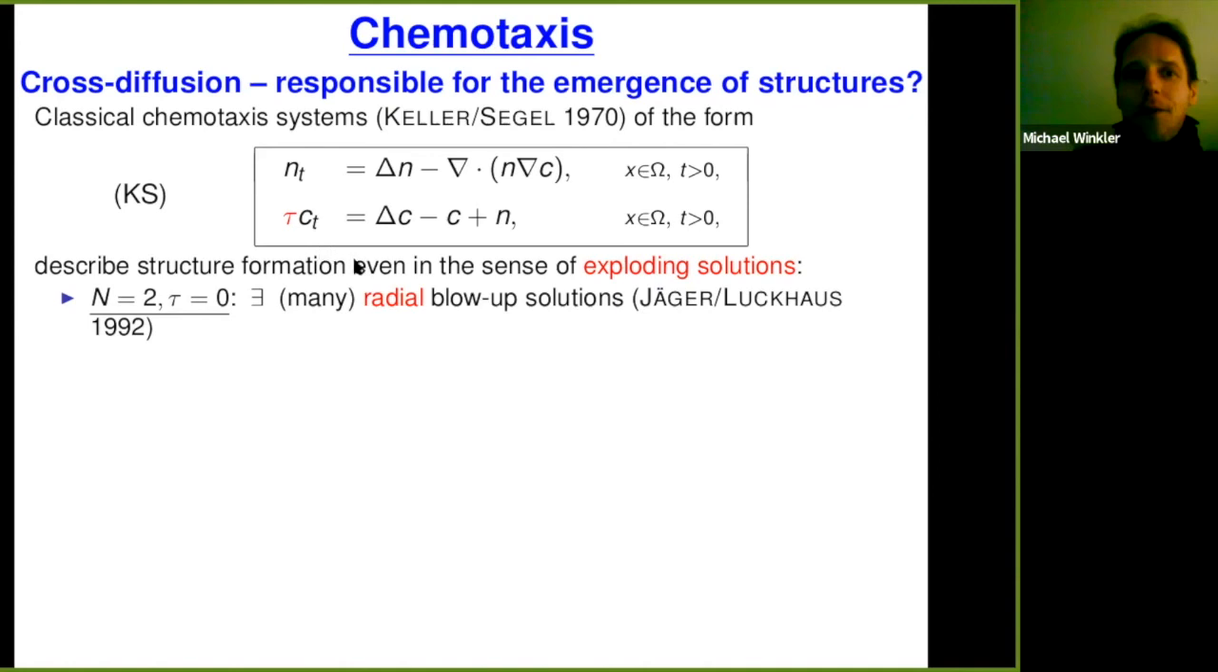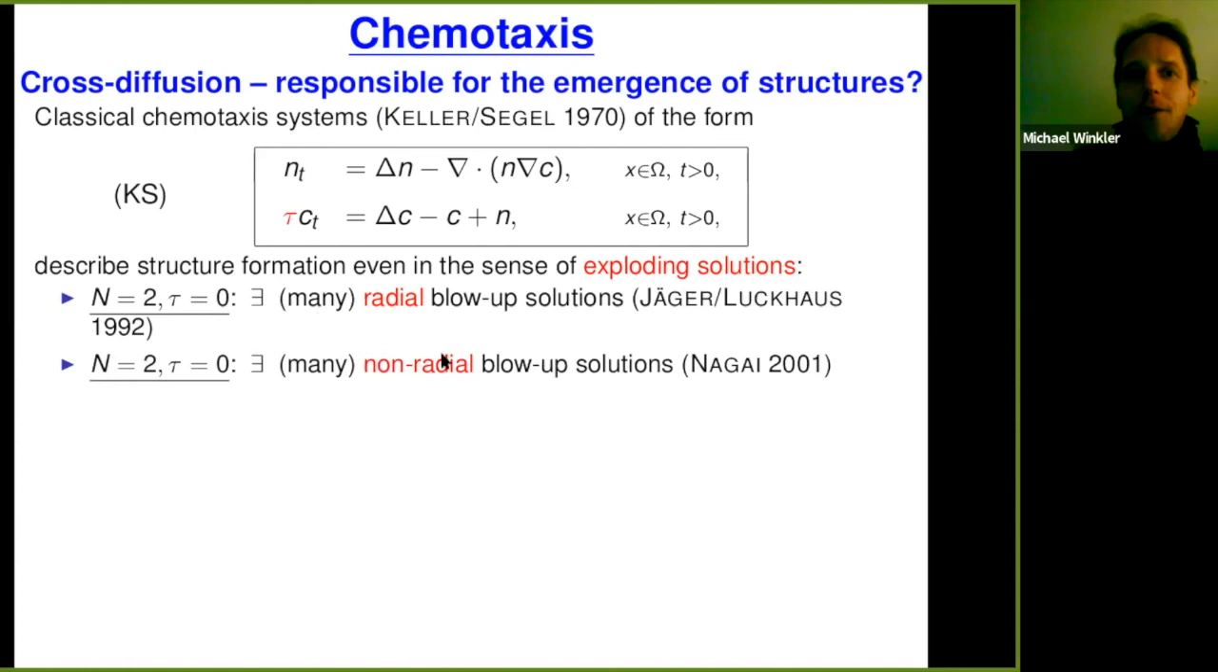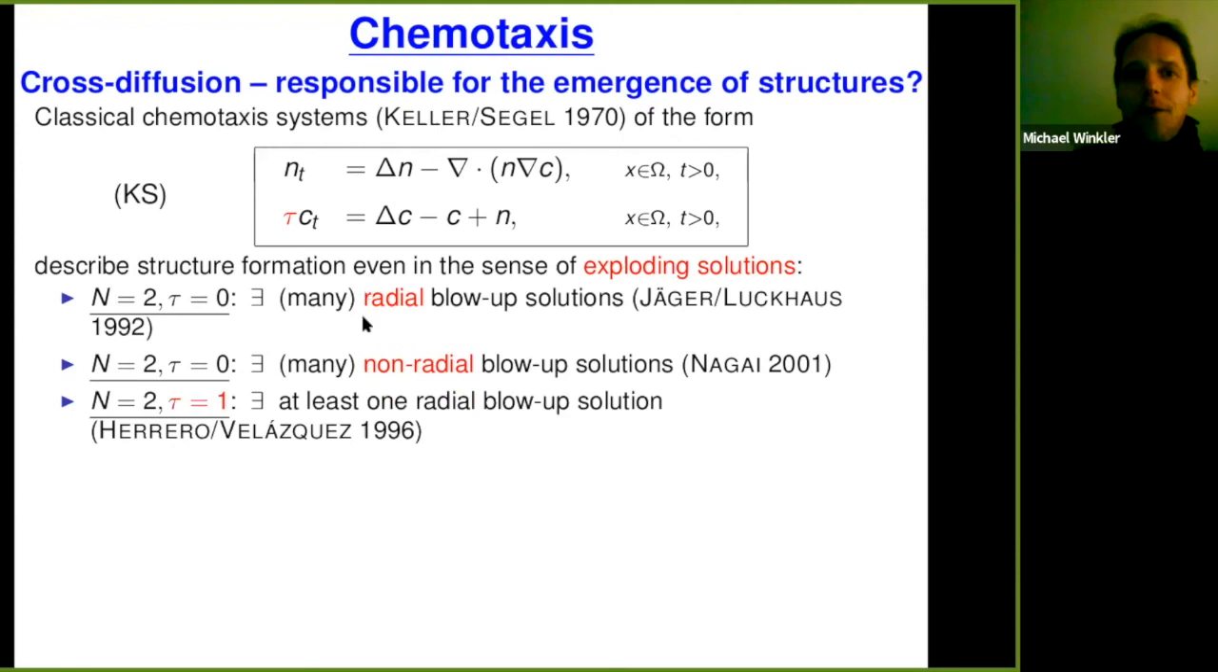Of course, mathematicians, they are satisfied only if you can do the full flavor thing. But the next developments were also 9 years later only, were on the parabolic elliptic one. The extension here was toward non-radial blow-up solutions. So also there exist a lot of them. And in between, there was a proof of, well, at least one radially symmetric blow-up solution for the fully parabolic case by Herrera and Velázquez in 1996.